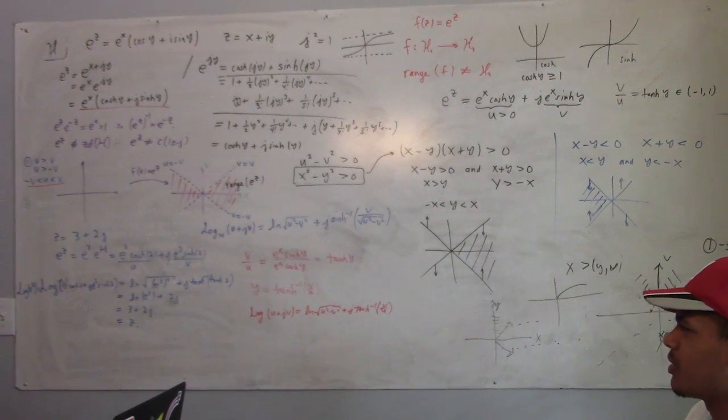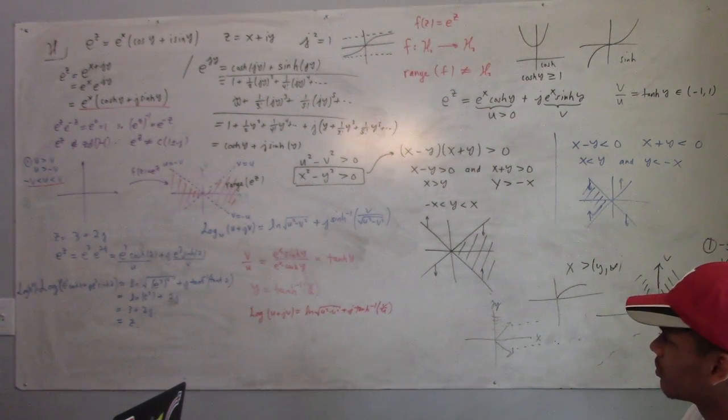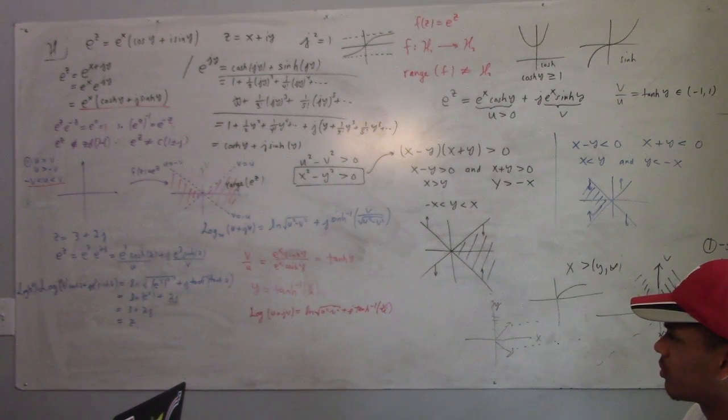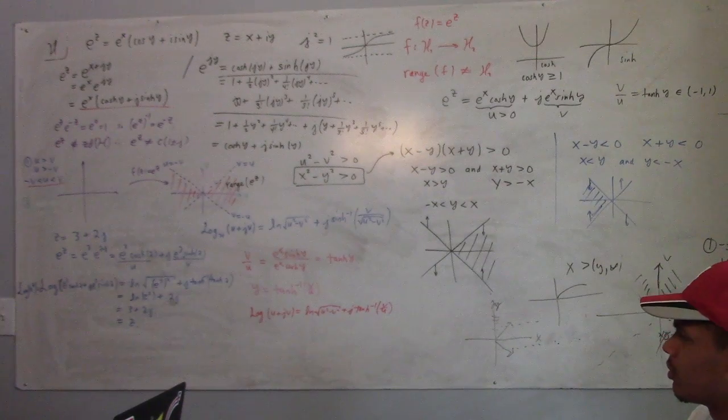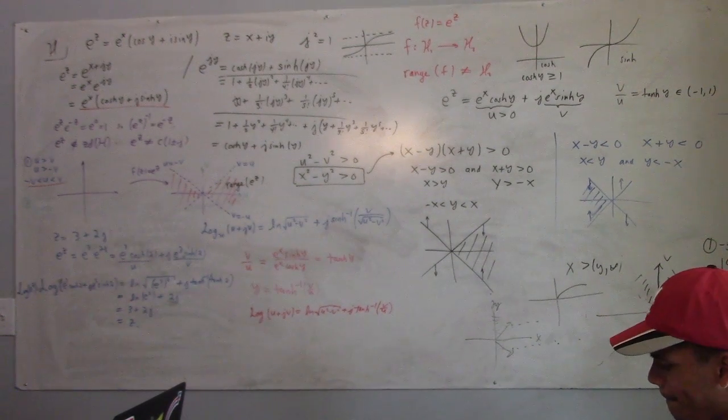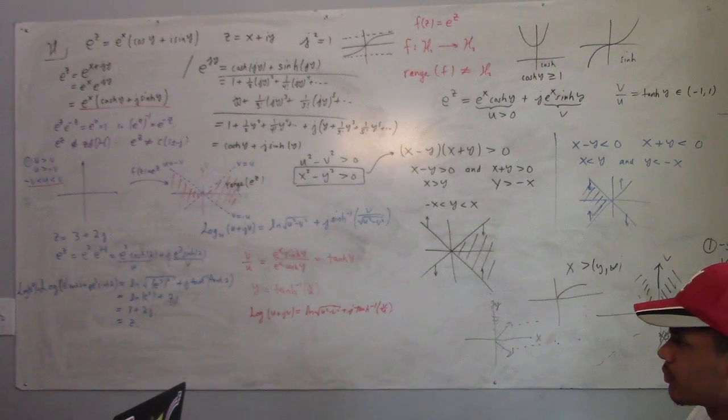What happens if you take the natural log? I don't think natural log is a function which is defined on the hyperbolic. Unless you're going to take the natural log of some kind of hyperbolic expression.